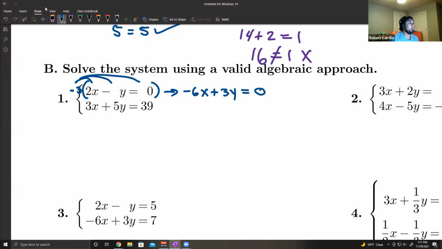Now, I'm going to take the second equation and multiply it by 2. Remember, it goes into every single term. So now you'll have 6x plus 10y equal to 2 times 39. What is that? 78.